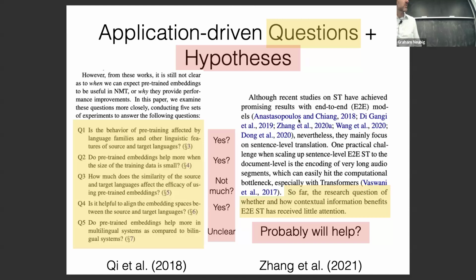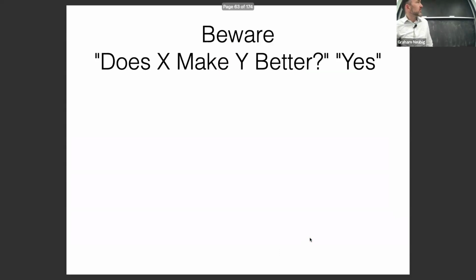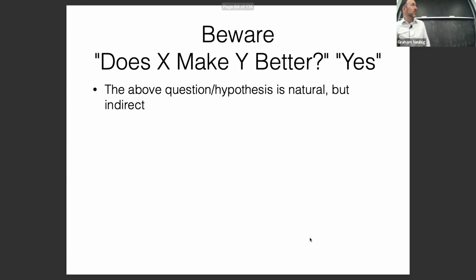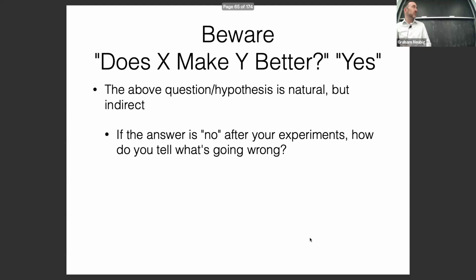Another one is, although recent study, the research question of whether and how contextual information benefits end-to-end speech translation has received little attention. And so their guess was that it probably would help. Application-oriented questions are a little bit tricky because the obvious one is, does X make Y better? You have a method, you think it's going to make the output better. That's your obvious research question. But the problem is that this question or hypothesis is natural, but it's very indirect. Normally you also have a hypothesis about why it will help.